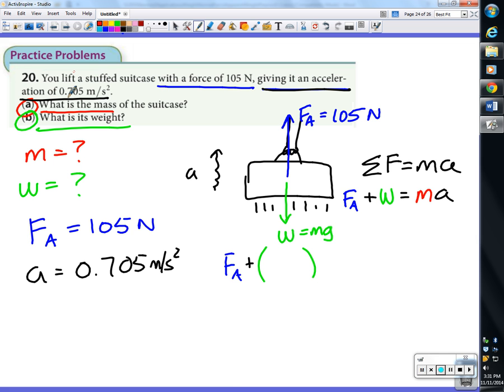We don't know what m is, but we do know that g on Earth is 9.81. And we do know that g on Earth points in the downward direction. So we can substitute into this equation negative 9.81 for g. That's a fact, right? We can plug that into the equation.